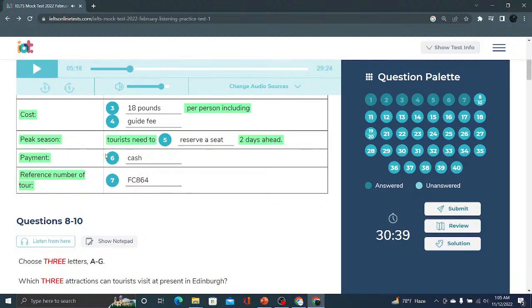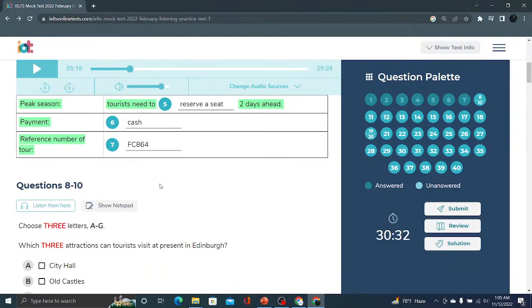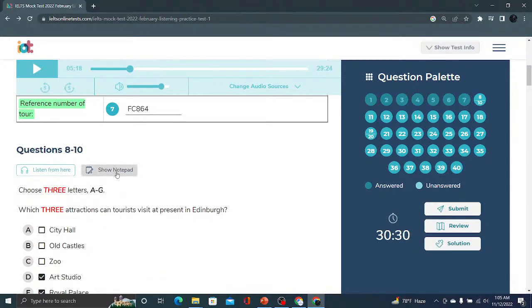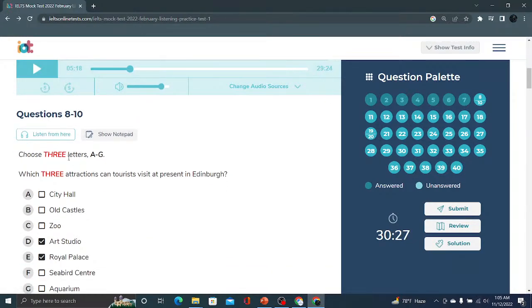I hope you got the answer. She was saying that FC864 is the answer. Let's move on to question numbers 8 to 10. Here's another instruction: choose 3 letters from A to Z. Which 3 attractions can tourists visit at present in Edinburgh?